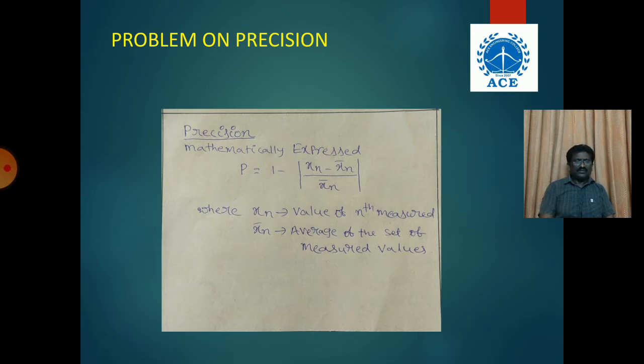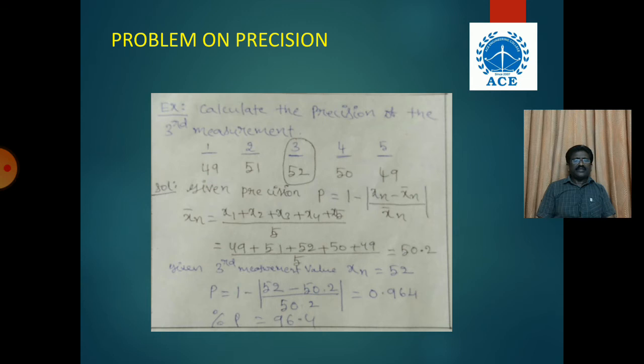Now, I am going to calculate the precision for given values like this. Here I have taken 5 readings: 49, 51, 52, 50, 49. Among these values, I have taken a particular value, 52. Now, I will calculate precision for 52. According to our explanation, we know the mathematical expression of the precision: P equal to 1 minus xn minus x bar n by x bar n.